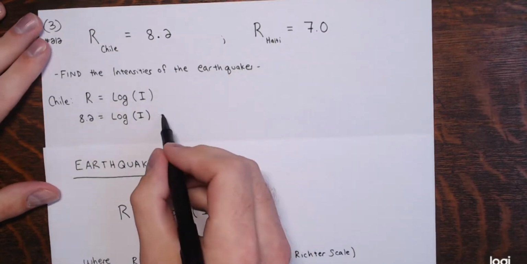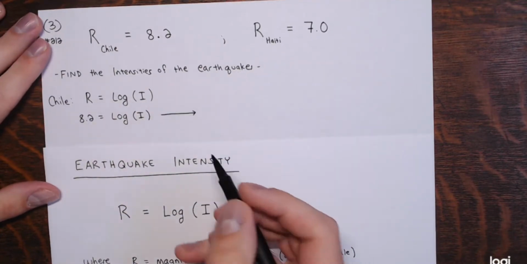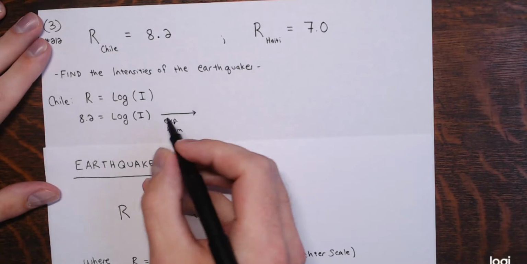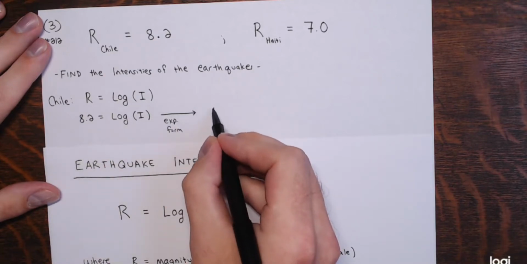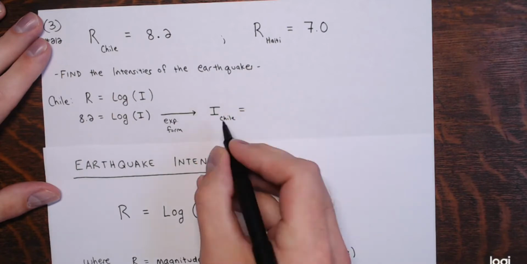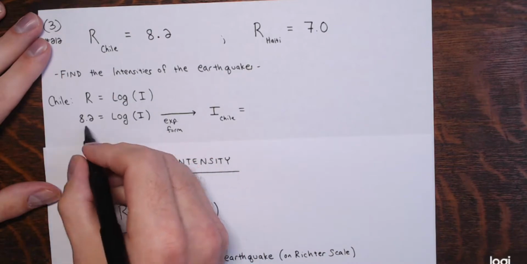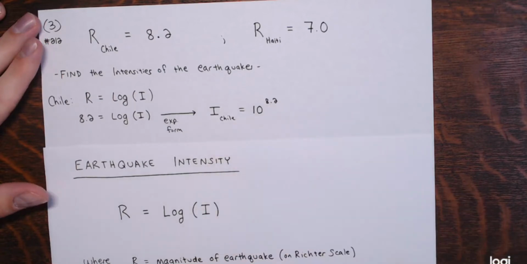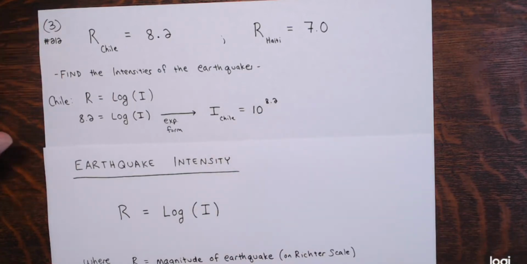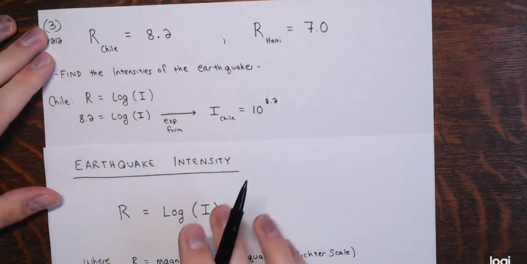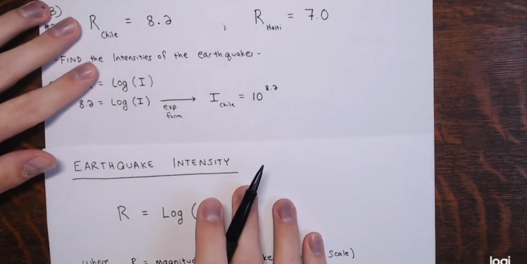Remember how to do that. Solve a basic logarithmic equation. We can change to its equivalent exponential form. Remember, this is base 10, so the intensity, I, and I'll put a subscript of Chile here again, the intensity of the Chilean earthquake was 10 to the 8.2 power, in whatever units intensity is given in. But here's the intensity of the Chilean earthquake, 10 to the 8.2 power. And then I do the same for the Haitian earthquake.